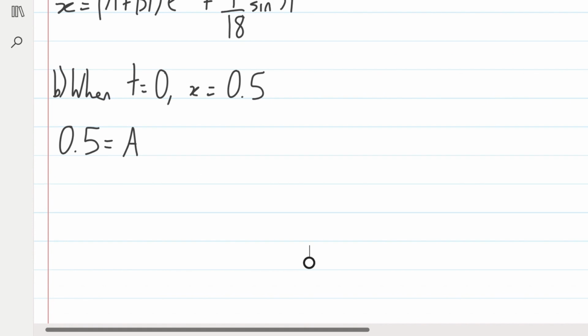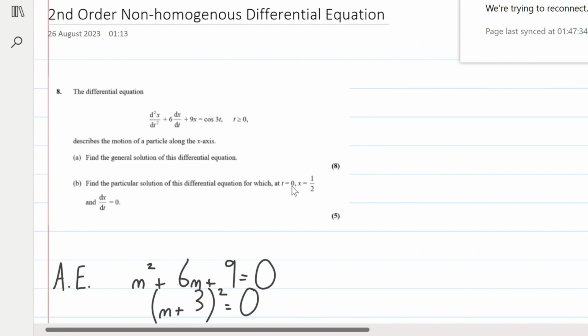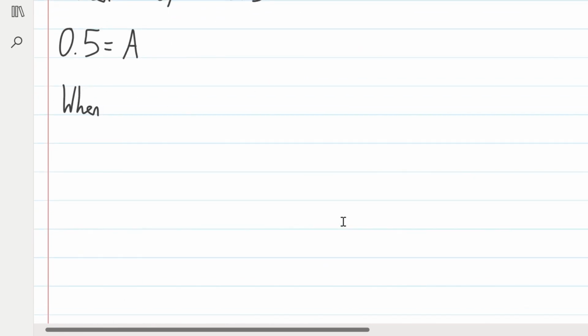The second bit is a bit more complicated, but like I said before, the method is very straightforward. So the second bit of conditions, it told us while t is 0, dx by dt is 0. So when t equals 0, dx by dt equals 0.